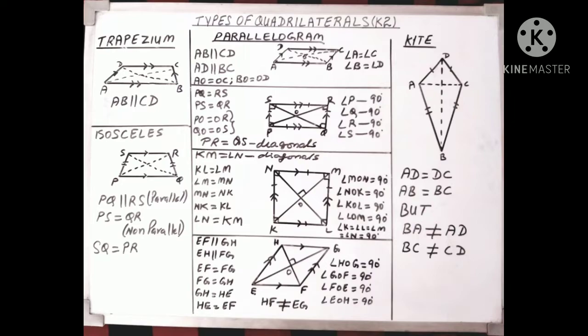And as you can see, the diagonals are AC and BD. They are meeting at point O such that AO is equal to OC and BO is equal to OD, right? That is, the diagonals of a parallelogram bisect each other. Also on the right side of the figure you will see that I have written angle A is equal to angle C and angle B is equal to angle D. That is to say that the opposite angles in a parallelogram are equal, right?